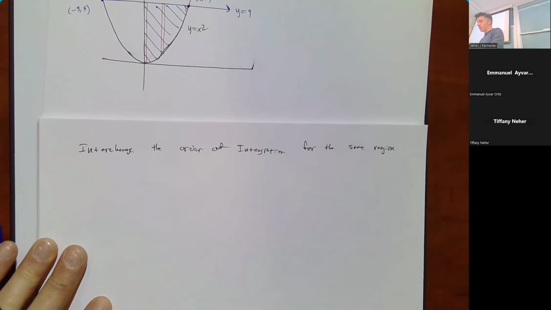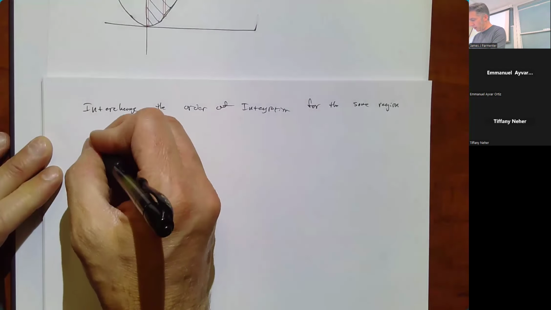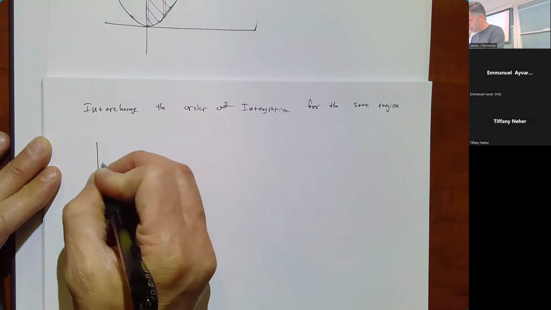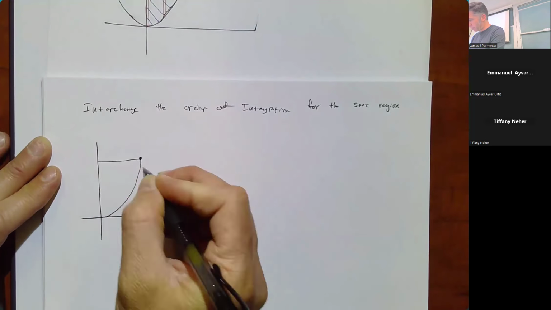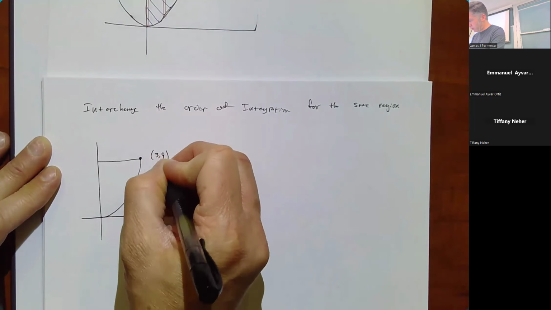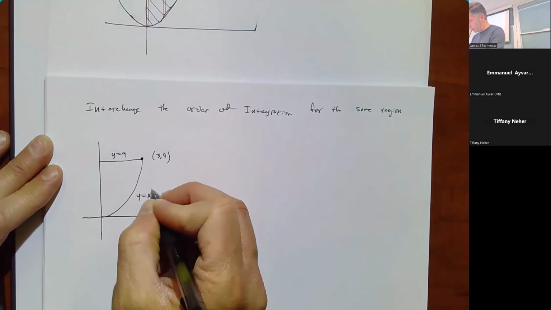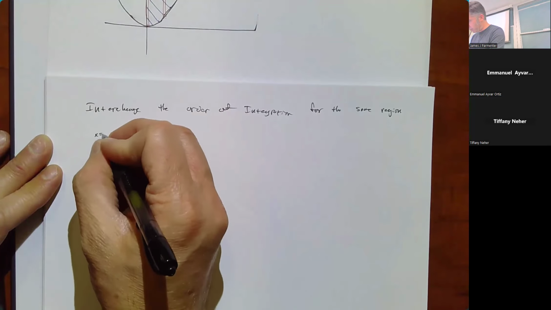And draw the region again. I'm only going to draw the region that I need here. So I just have this portion right here. I know that's y equals 9. I know that's y equals x squared. I know this line here is x equals 0.